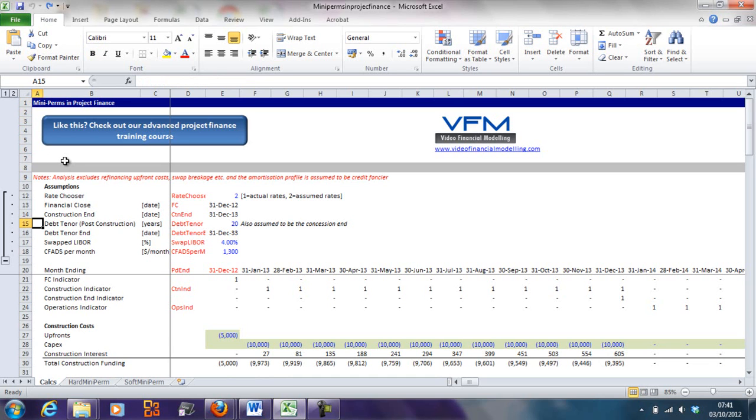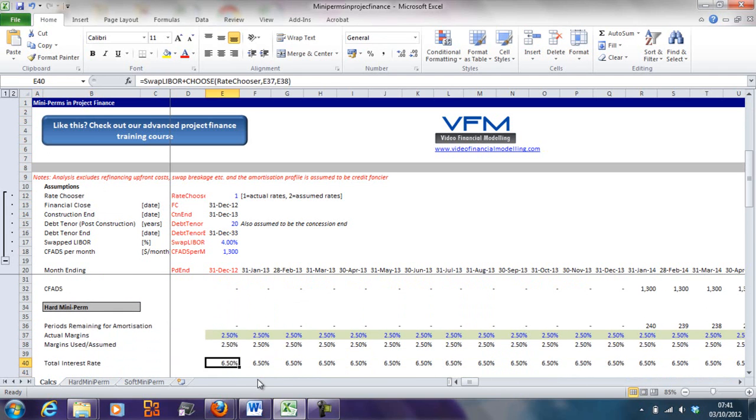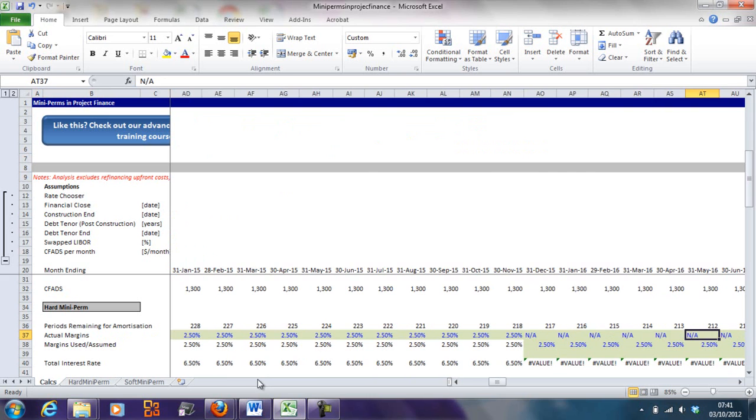Okay. So in this tutorial, we're just going to look at the two types of mini-perms. If we just go and change this rate chooser to 1, and then go down and have a look at these different types of mini-perms. So as I said, in a hard mini-perm, your actual margins are only there for a short tenor, so 5 years in this case. After that, there's no margins. There's a bullet repayment here, at which time the borrower has to refinance.